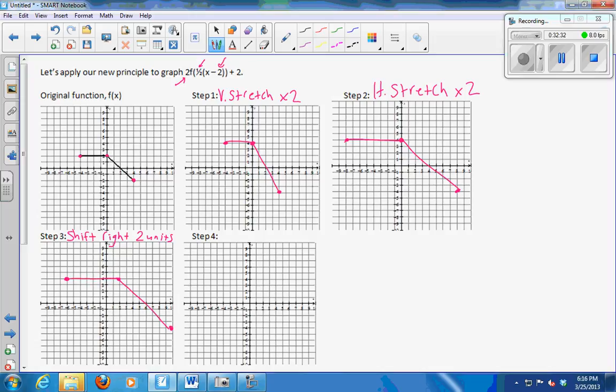And then finally, my last step, the +2, that's a shift up 2 units. So for my previous graph, I want to shift up 2 units, so I'm going to add 2 to all my y values, or just the important ones. Right? So instead of -6, 4, I get -6, 6. Instead of 2, 4, I get 2, 6. And instead of 10, -4, I get 10, -2.